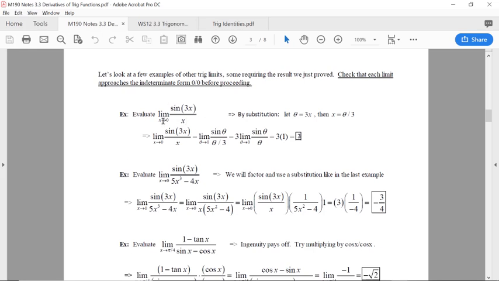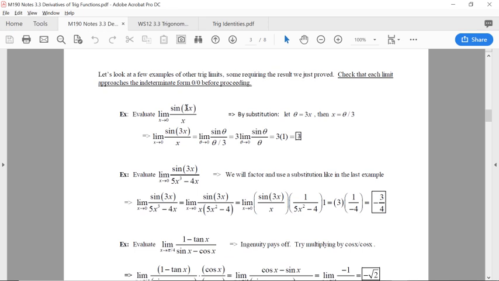Here, this limit: the limit as x goes to 0 of the sine of 3x over x. At first glance, we might say, well, you plug in 0, you get 0 over 0. And maybe that's just equal to 1, because the sine of x over x went to 1. Let's see if we can justify why the answer to this is not 1, but in fact the answer happens to be 3. The way we justify it is, let's do a substitution.